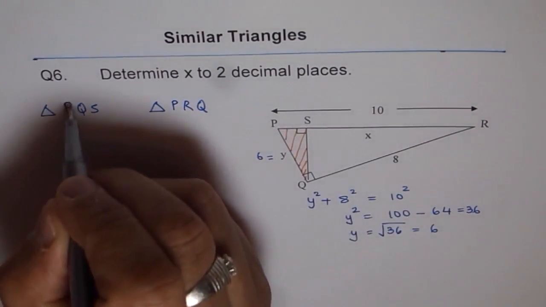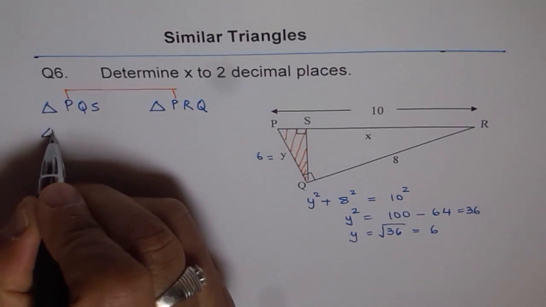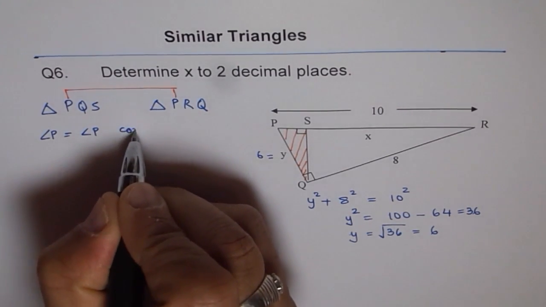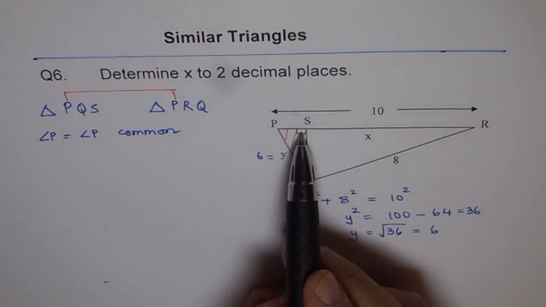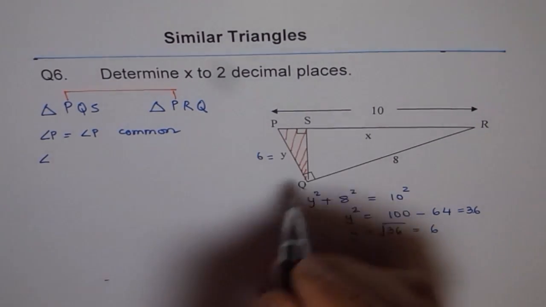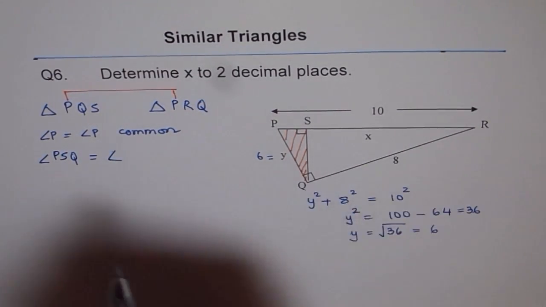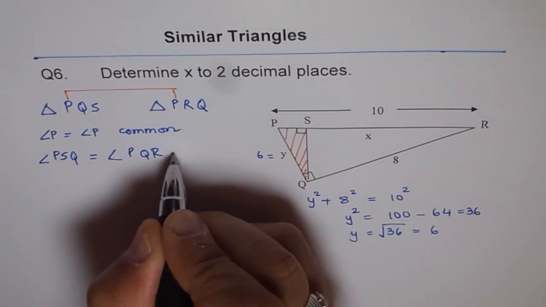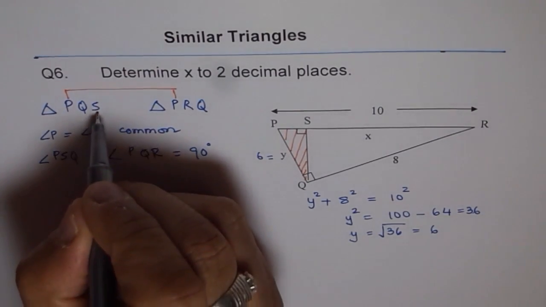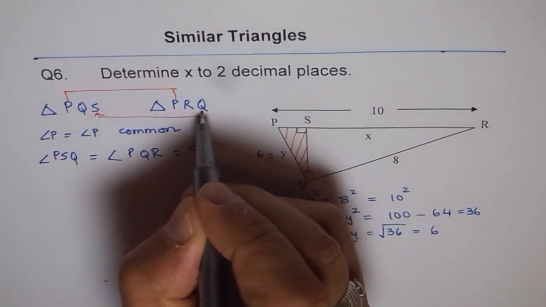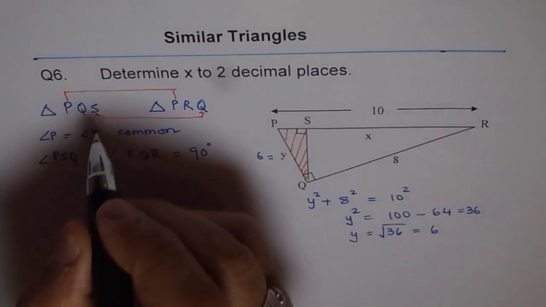You see angle P is common. So we say angle P is equal to angle P. They are common angles. And we also see that angle S is 90 degrees. That means angle PSQ is equal to angle PQR, and both are equal to 90 degrees. You see that? These two angles are equal and they are equal to 90 degrees. And therefore, we know that these two triangles are similar.